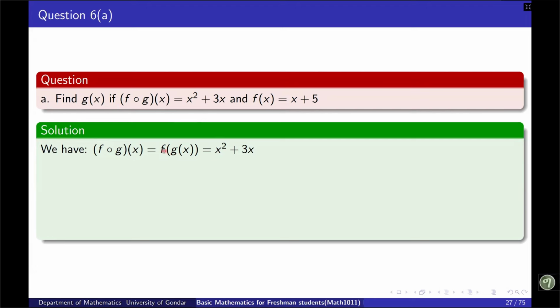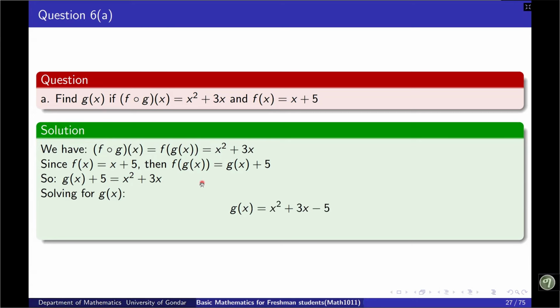But the output for f could be the input plus 5, so that it could be just g of x plus 5. Since f of x is equal to x plus 5, then f of g of x is equal to g of x plus 5. But this is equivalent with x squared plus 3x. So from this, if I take the 5 to the right of the equality, we have g of x equal to x squared plus 3x minus 5.